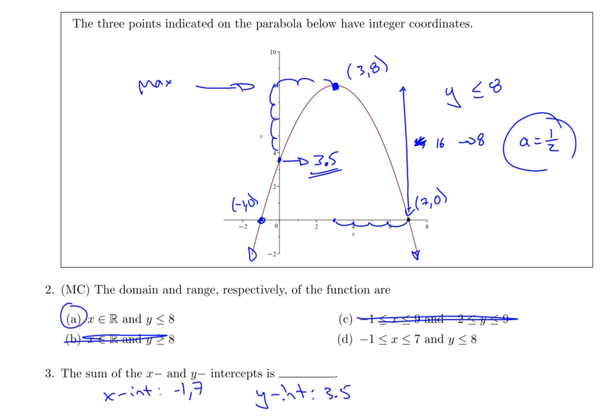But now what we're going to do is we're going to add these together. So the sum of the x and the y-intercepts here, well, negative 1 and 7 is going to be 6, plus 3.5 is going to give us a value of 9.5.